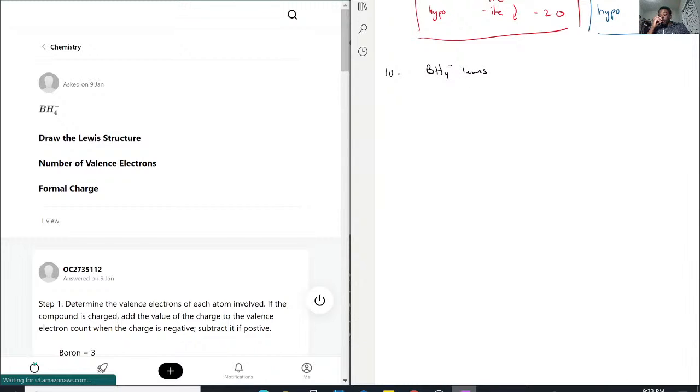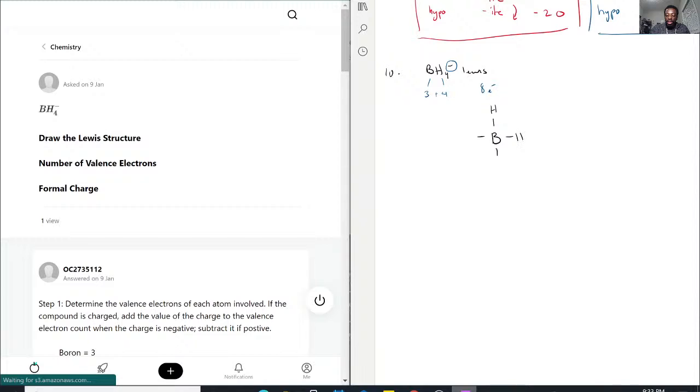Funny enough, boron is on the 13th column, so that'll be 3 electrons. And hydrogen is on the first column, so that's going to be 1 electron each times 4. So that's 3 plus 4. And this negative means we add 1 more. So we're dealing with 8 electrons total. So let's go ahead and draw this out. We have B, 2, 3, 8 electrons, 4.